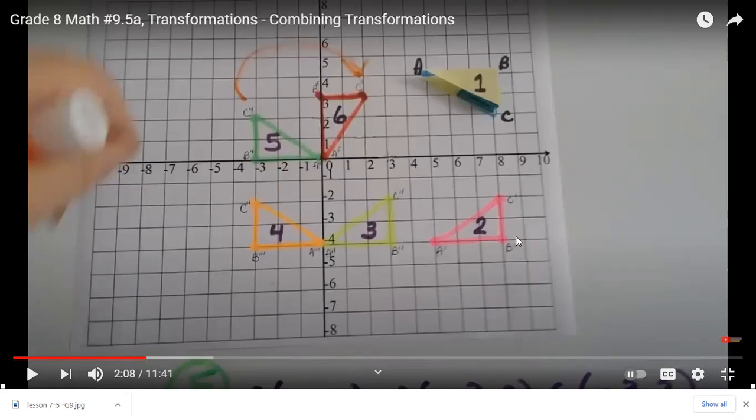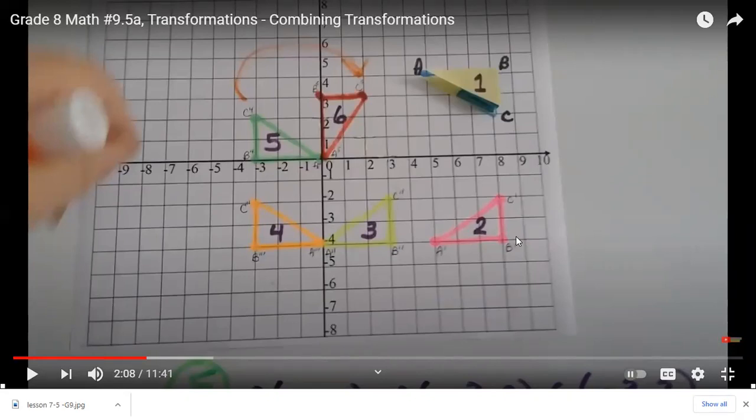What happened? Translation? Reflection. Yes, reflection across the x-axis. Yes, very good. Reflection across the x-axis. From 2 to 3, what happened? Translation. Very good. Translation.